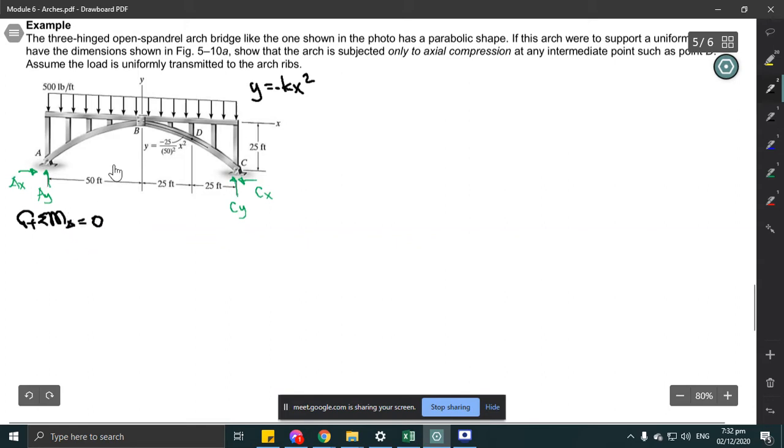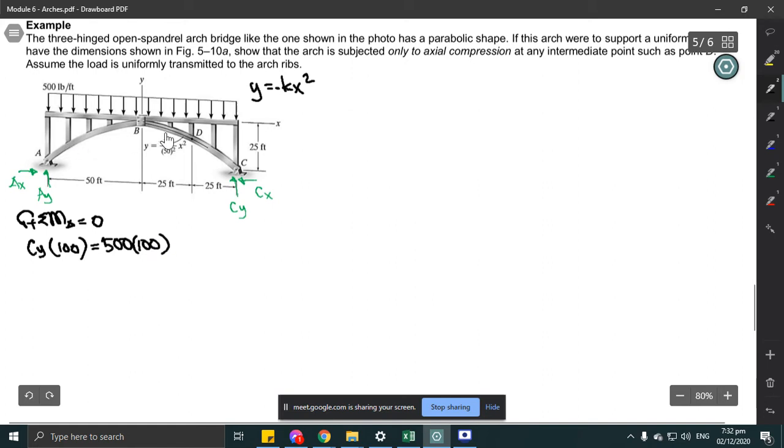So our equation will be Cy multiply by this distance, which is equivalent to 50, 25, 25. So that is 100. And then, so eto, minus na, di ba? So ang gawin ko, i-transpose ko na lang sa kabila. So para maging positive, or that will be 500 multiply by 100. So magiging concentrated load siya.